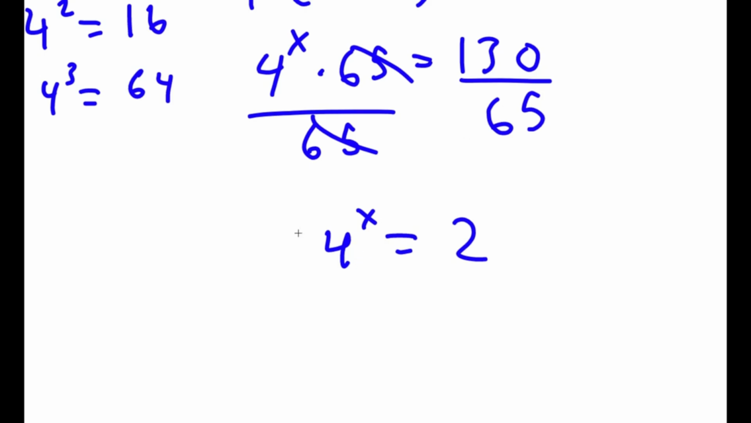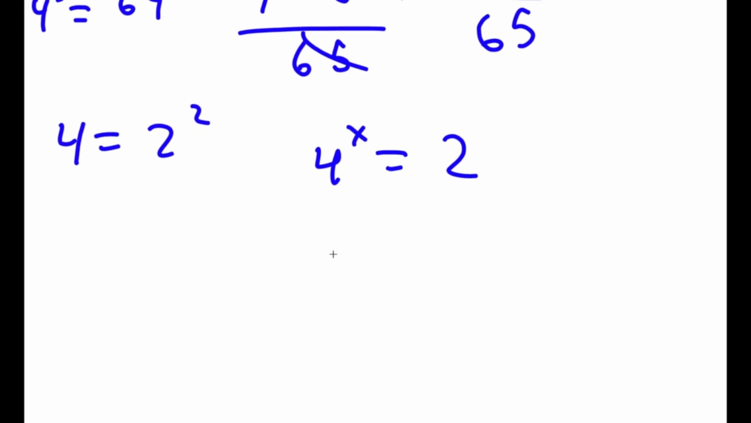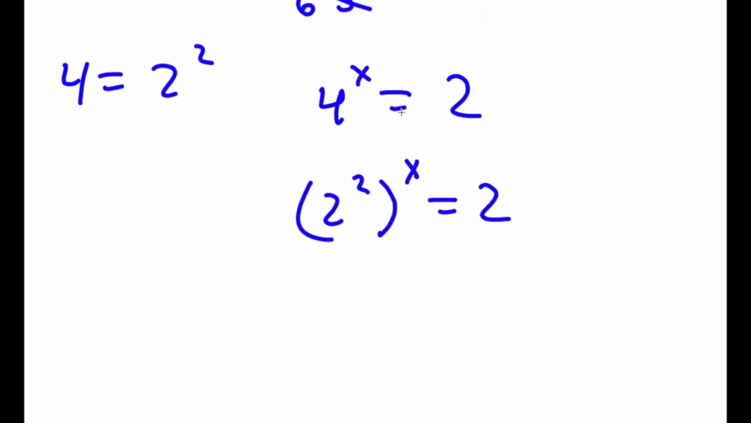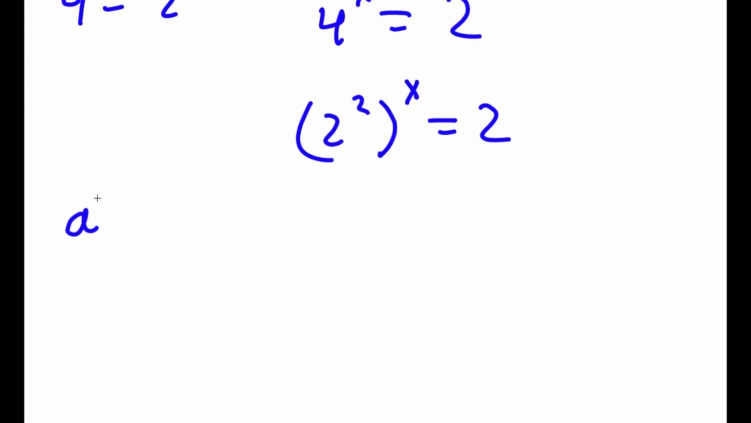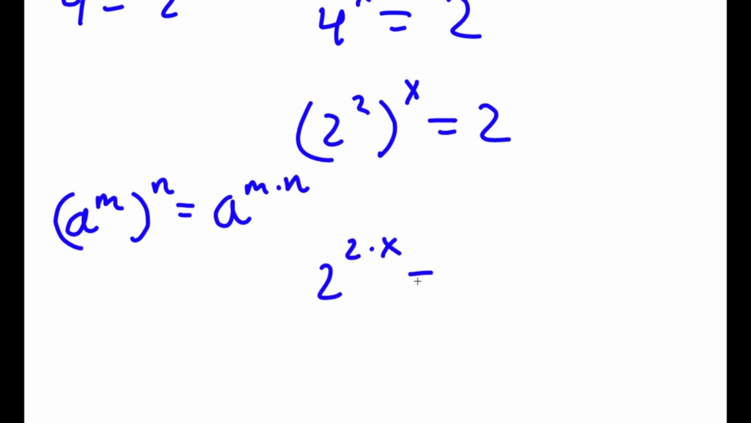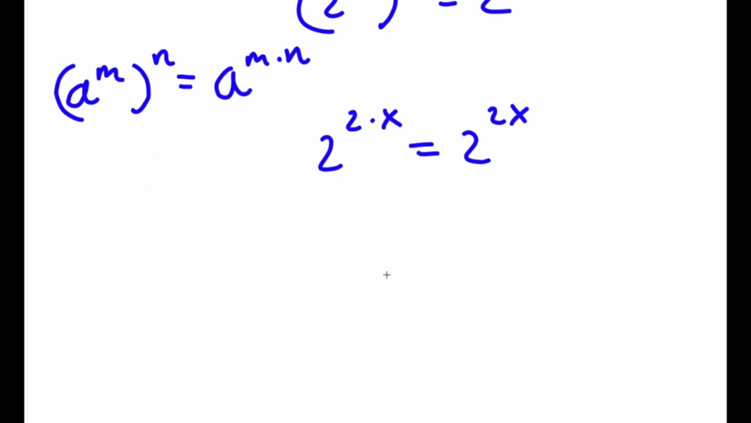Now, 4 here is the same thing as 2 squared. So if I replace 4 with 2 squared, we get 2 squared to the power of x is equal to 2. Now, if I have something in the form a to the power of m to the power of n, this is equal to a to the power of m times n. So 2 to the power of 2 to the power of x is going to equal 2 to the power of 2 times x, which is equal to 2 to the power of 2x. So I have 2 to the power of 2x is equal to 2.